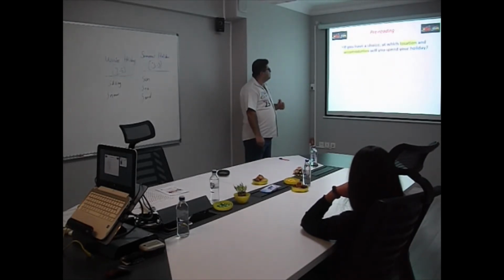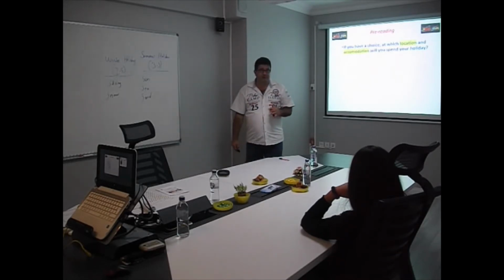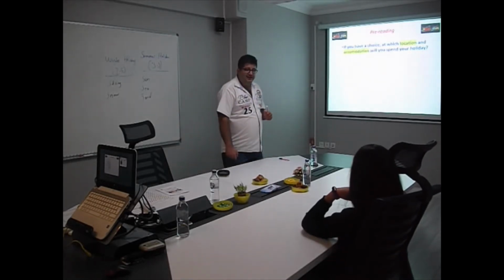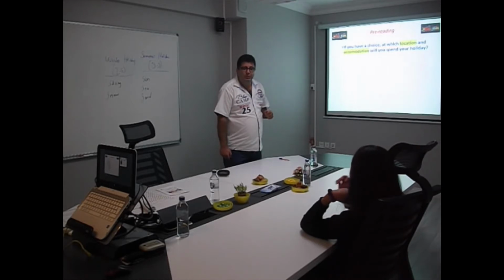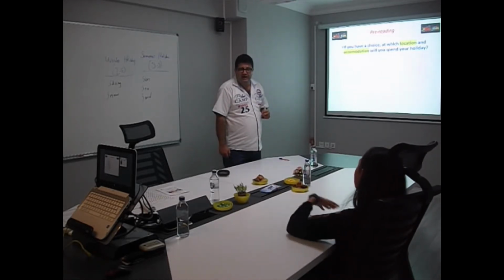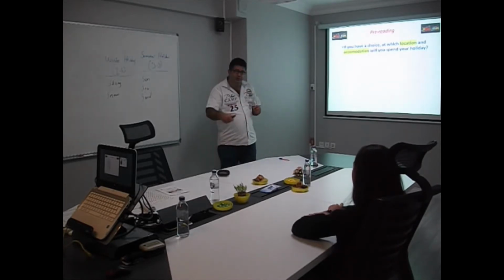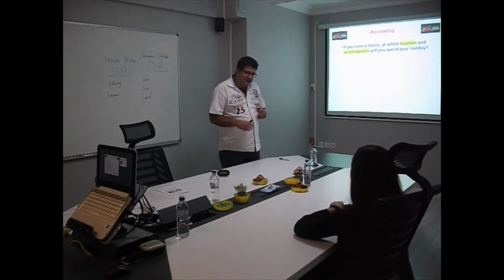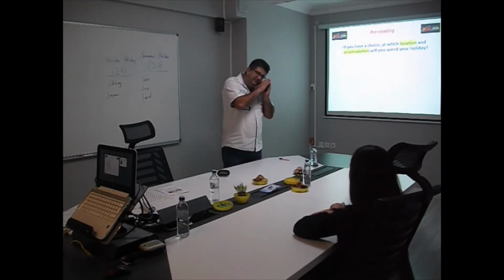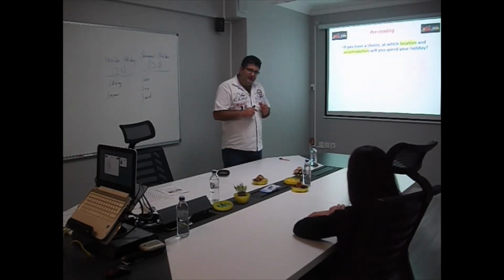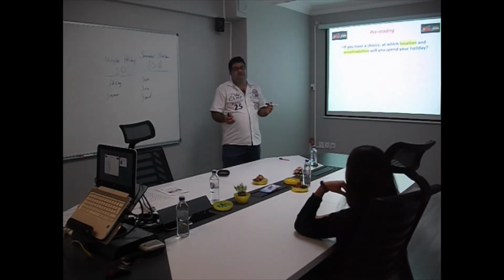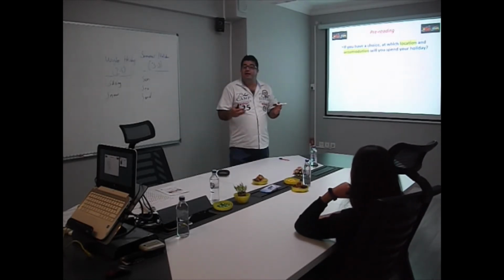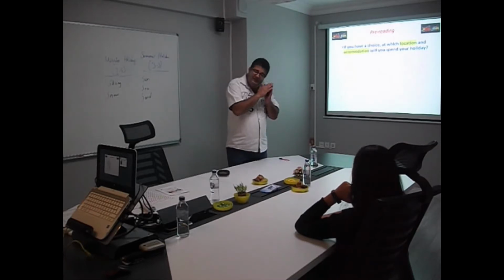Okay. If you have a choice, at which location and accommodation will you spend your holiday? Well, where would you want to go? Location and accommodation. Do you know what accommodation is? Antalya. Okay, you want to go to Antalya to swim. Yeah. Accommodation, do you know what accommodation is? Somewhere to sleep? Yes, a hotel. A five-star hotel is a type of accommodation where we sleep.